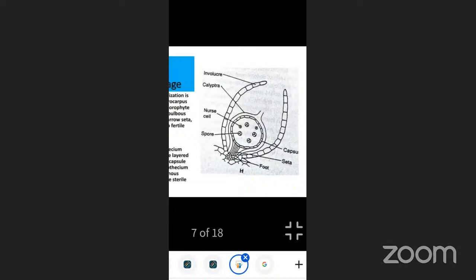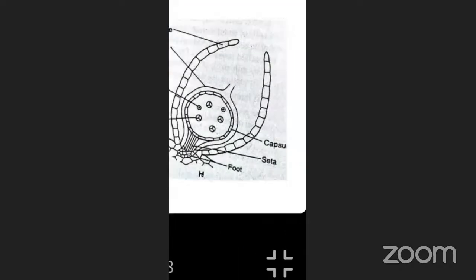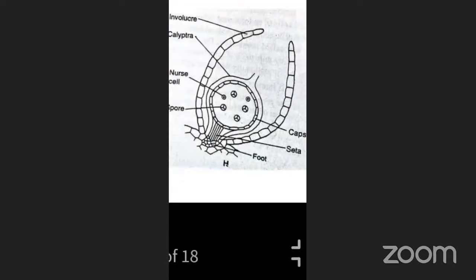So the sporophyte of Marchantia consists of a broad foot, a well-developed seta, and a single-layer sterile jacket of cells of the capsule. In this diagram, we see the foot, seta, and capsule are present. But in Riccia, there is no foot and seta. Clear? There is no foot and seta.